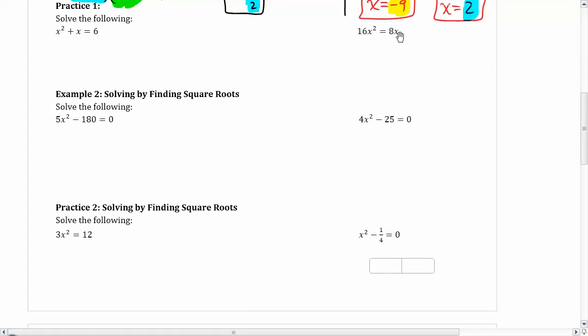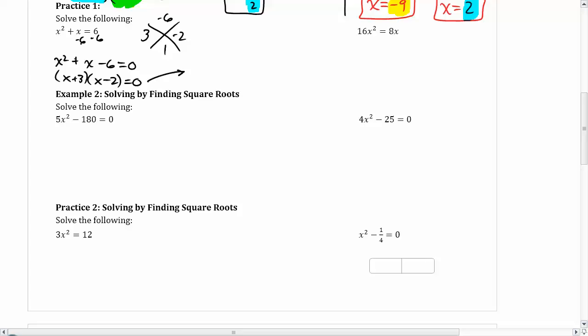Okay, well in practice 1, go ahead and you can pause the video and try to solve both of these. And then unpause it and I'll talk through solving them. Okay, so what you would want to do is subtract 6 from both sides first. So remember, first step, make sure it equals 0. X squared plus x minus 6 equals 0. Well, negative 6 and 1 comes from 3 and a negative 2. So it's x plus 3, x minus 2 equals 0.